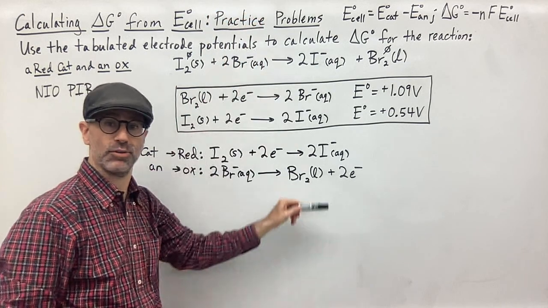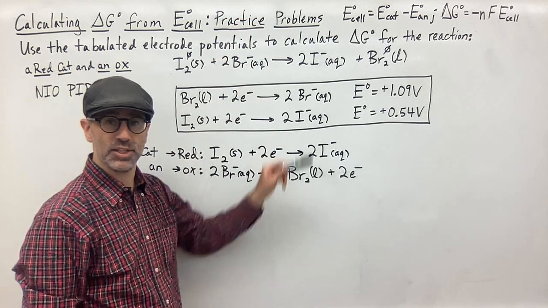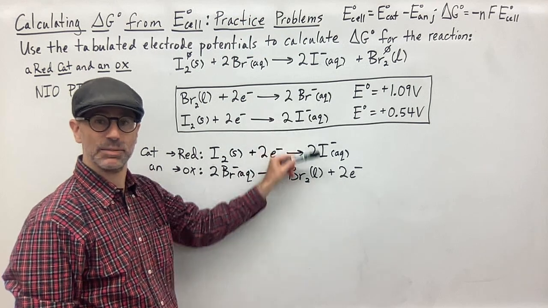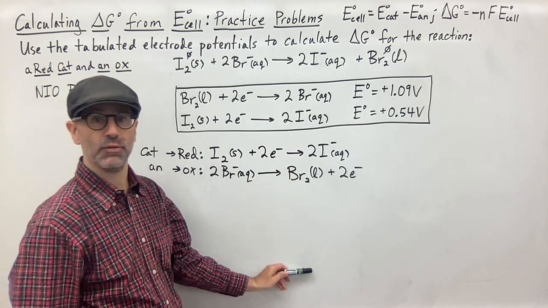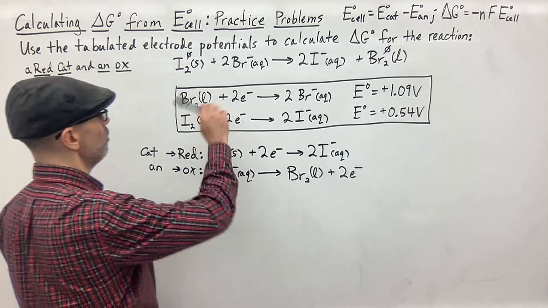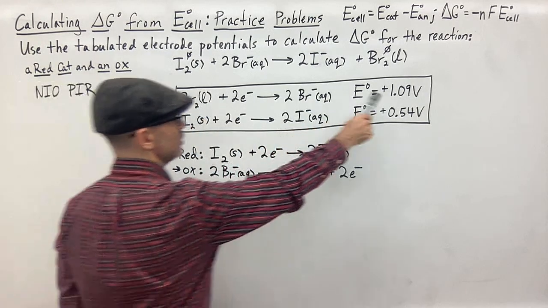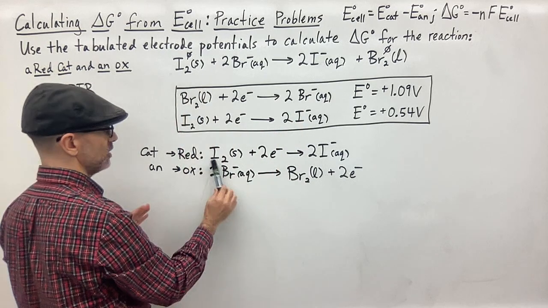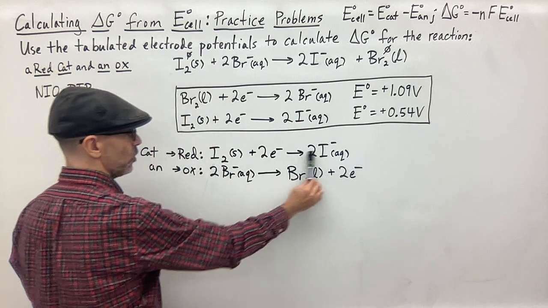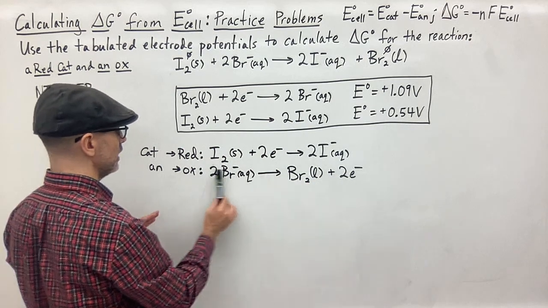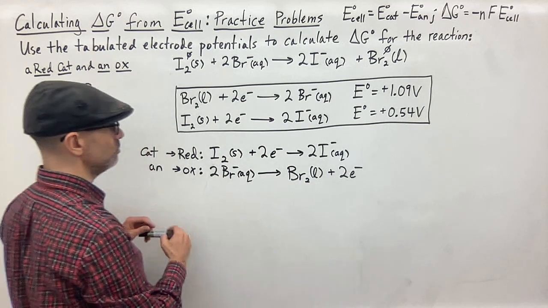As you go down the table of the reduction reaction electrode potentials, it's going to become less positive or more negative, if you want to think of it that way. So here we see the potentials, and so we have this reaction. The reduction is this one here, and the oxidation is this one here.